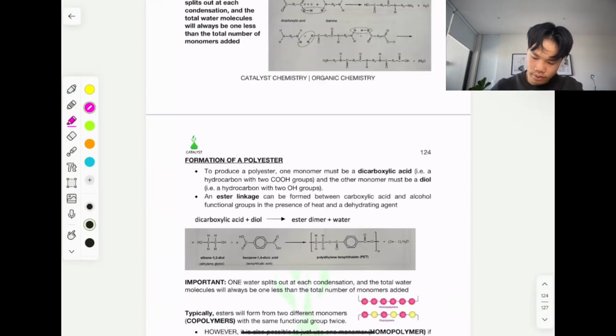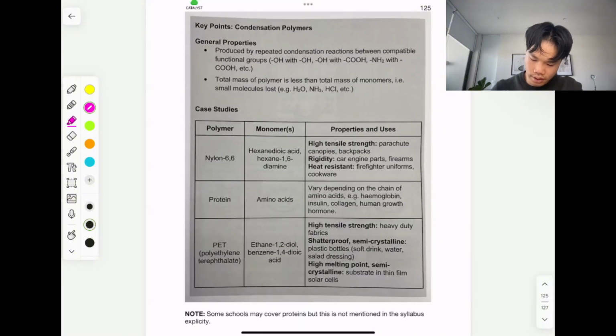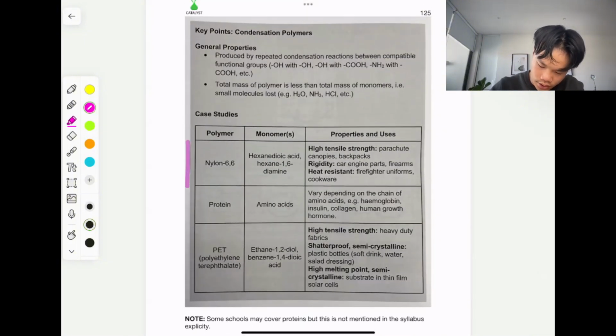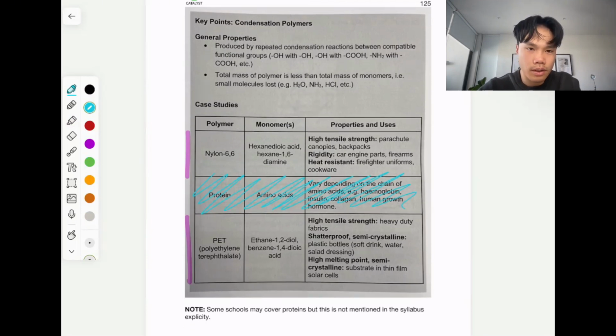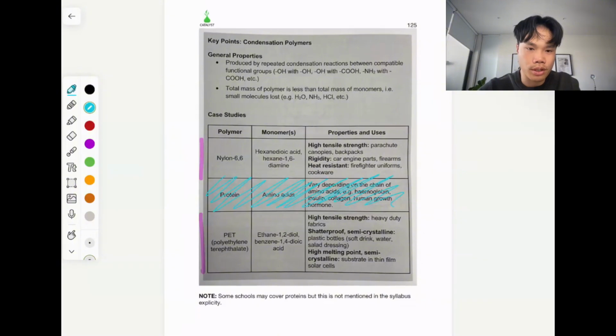To be clear, the cases you need for sure are nylon 6,6 and PET, or nylon 6, you can do either. Don't worry so much about protein, but you just need to have at the very least the syllabus provided cases. Once again, be able to draw the polymer, draw the monomers, which are a little bit harder, so spend a bit of time here. And once again, 1 property and use at least, if not 2. I would, of course, say take 2, but titrate down to how much you really want to put in this final week.